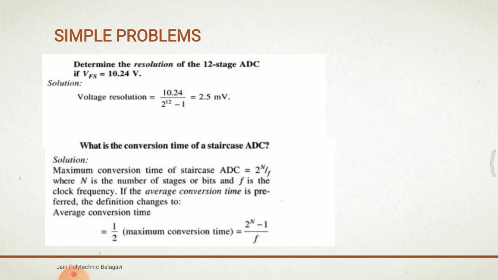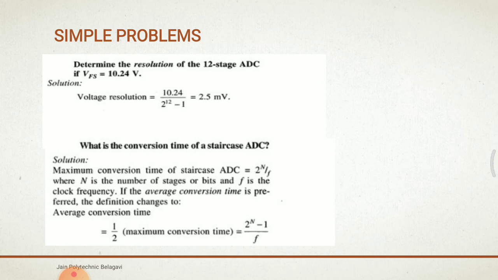So next, there are simple problems. See here, determine the resolution of the 12 stage ADC if VFS equal to 10.24 volts. You are going to calculate the voltage resolution. He has given VFS. Okay, 12 stages means 2 raised to n, with n equal to 12, and the equation is 2 raised to n minus 1. So you take 10.24 divided by 2 raised to 12 minus 1, and you will get 2.5 millivolts.